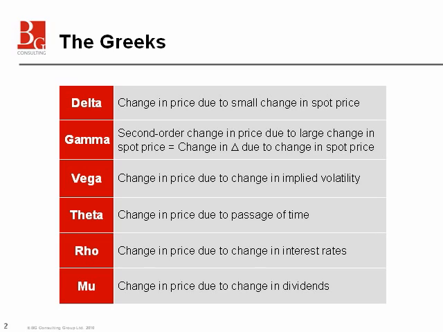The Greeks are defined as the sensitivities of the option price to a single unit change in given underlying parameters or pricing variables. They represent the different dimensions of risk of an option. Why are they important? Firstly, they are used by traders to estimate how a change in market conditions will affect the value of the option positions.